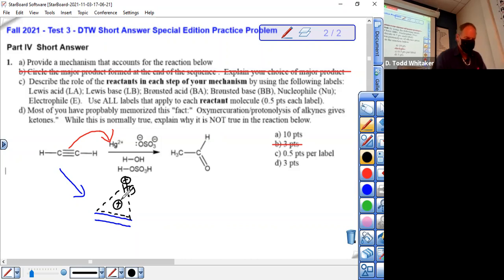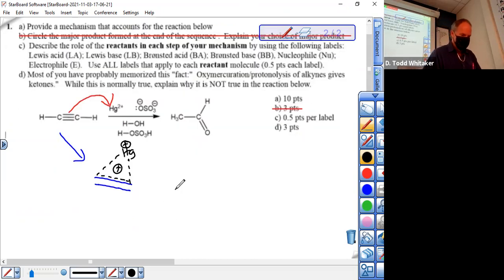And I don't need to show these H's here. Stick figures. I know there's an H there and an H there. After you make a triangle, anytime you make a triangle, next step, backside attack. You're going to use the water. That's how you get the O on there. So we've got the water here. Got a lone pair on water I can use.